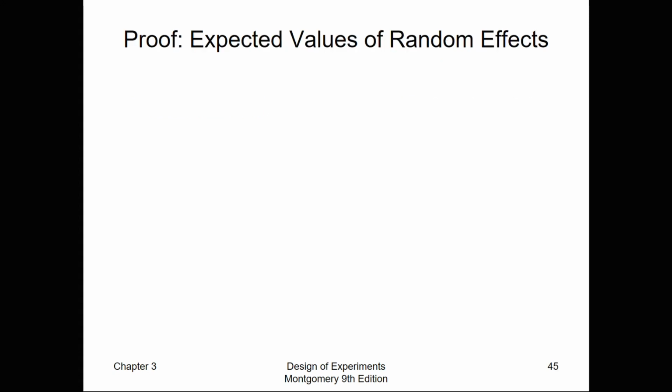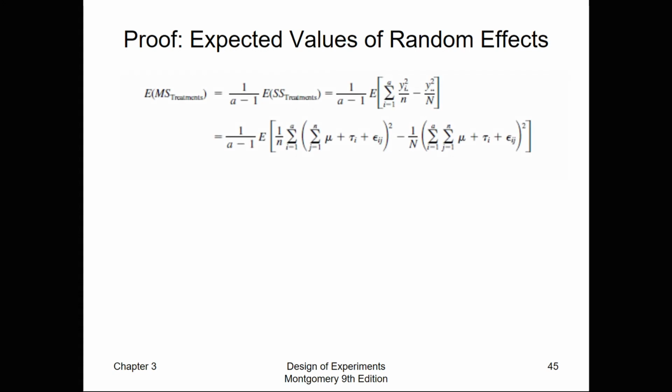All right, so let's go through the proof. The expected values of random effects. What ends up happening here is this F statistic is built off of the expected values of the mean squared treatment and the mean squared error. So if the expected value of the mean squared treatment and the expected value of the mean squared error are both the same as what we had in the fixed effects case, then we feel confident that the random effects test is the same as the fixed effects test.